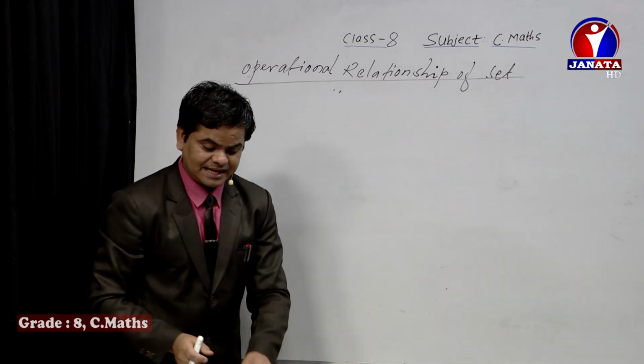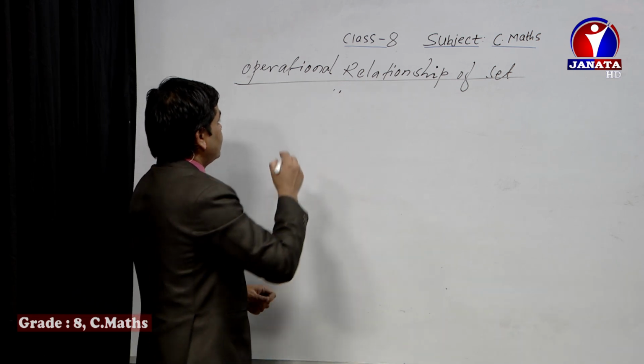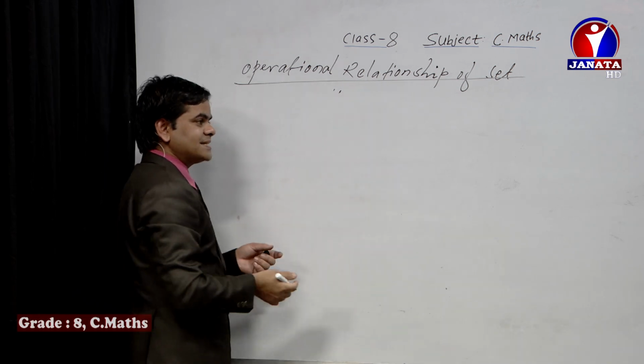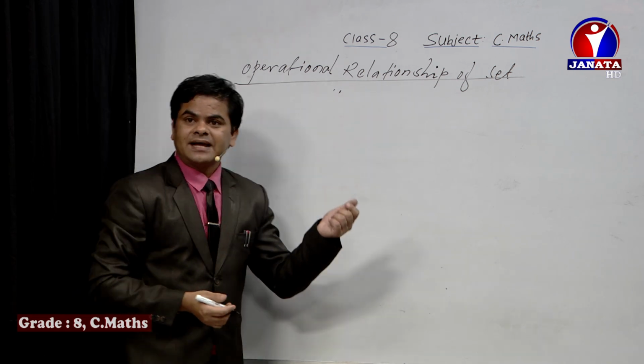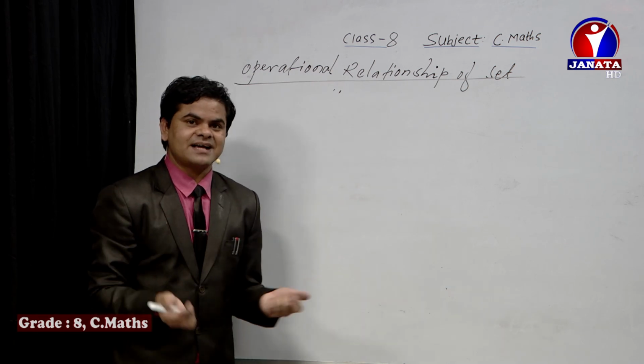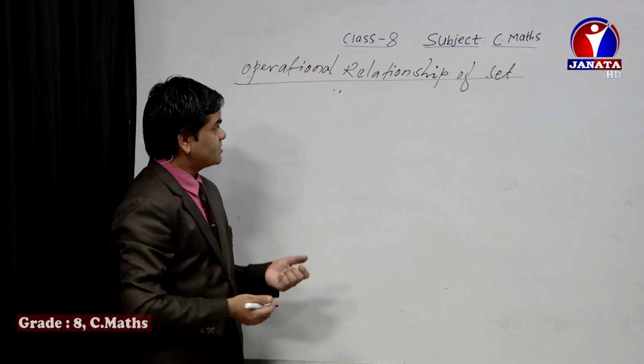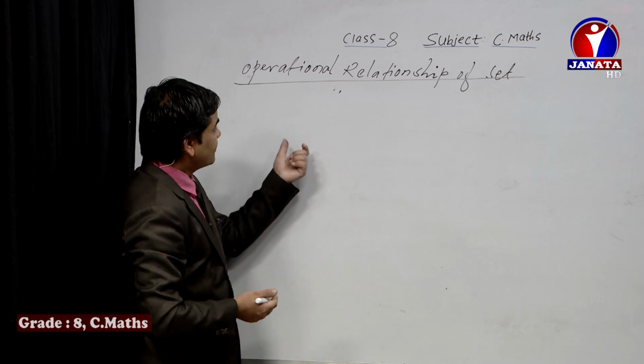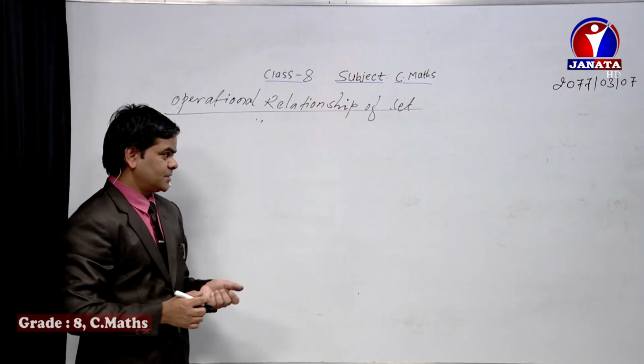Sometimes in the examination, how to represent this information in a Venn diagram. Even in class 10, I have seen a tough question having the relationship of proper and improper subset.